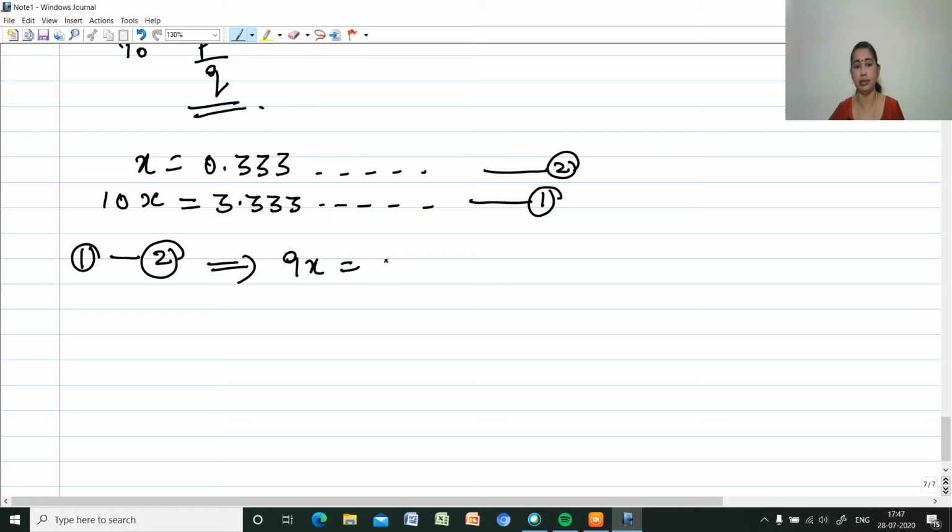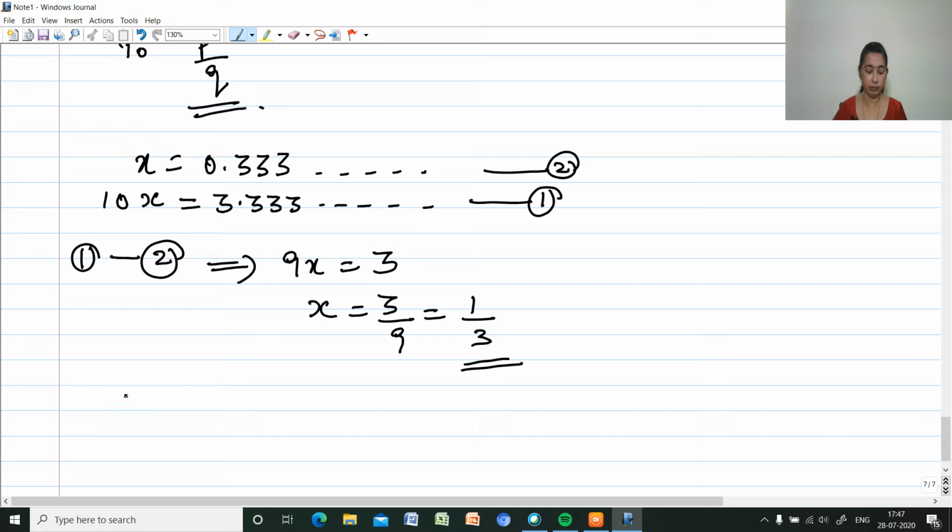minus 0.333 etc., which is 3. That is, x is equal to 3 by 9, which is equal to 1 by 3. So the corresponding rational expression for 0.333 etc. is 1 by 3.